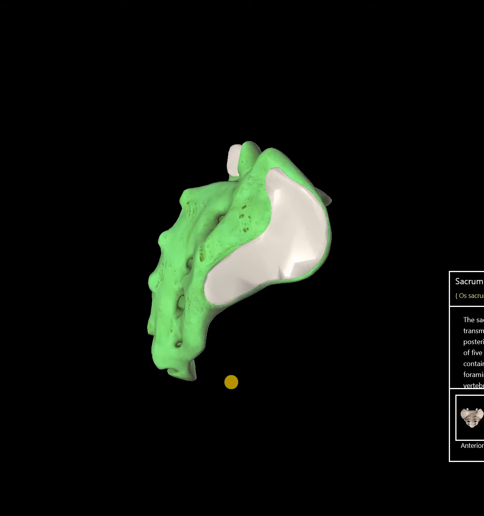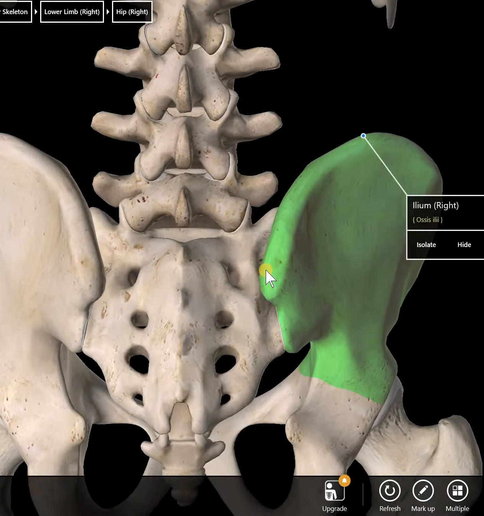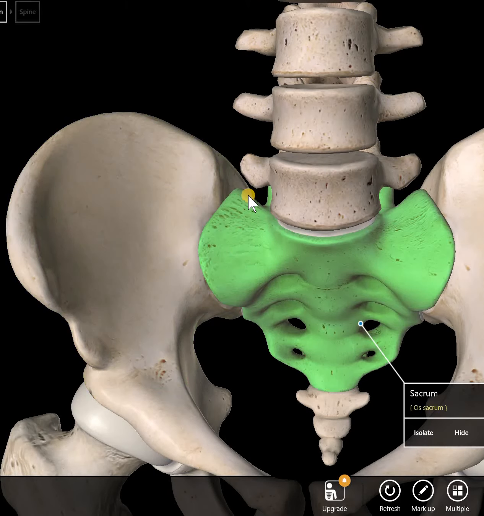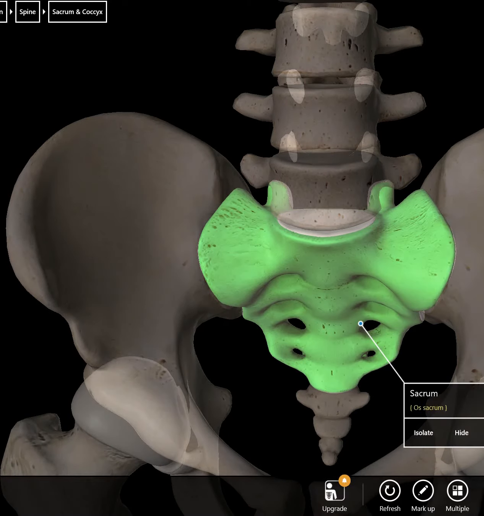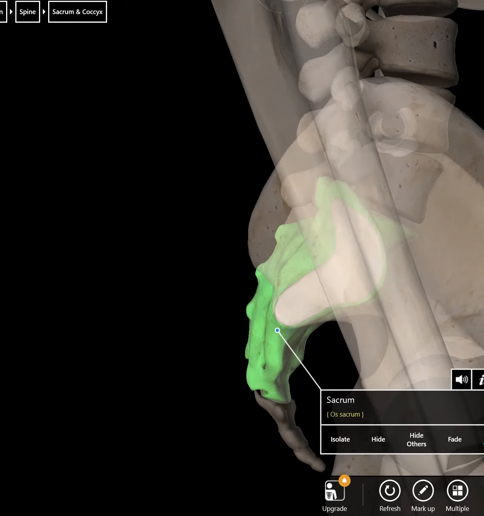Okay, you're also seeing the sacroiliac joint articulation area here. So this is the sacral part of the sacroiliac. The ilium, which is not being shown, so let me back up. There's the ilium. Alright, so when you look closely, the sacrum articulates with the ilium there. So let's fade the others so you can hopefully see it. There it is there. That's the SI joint, or the sacroiliac joint.